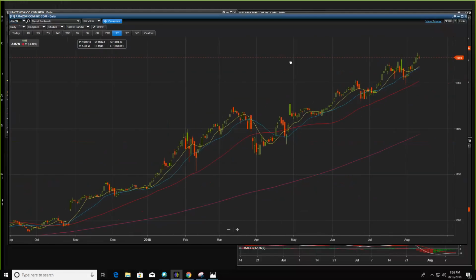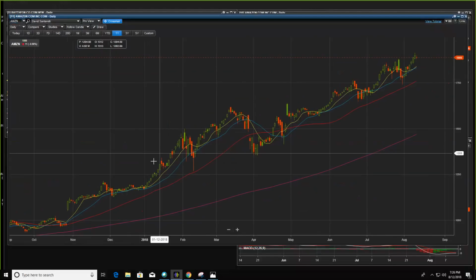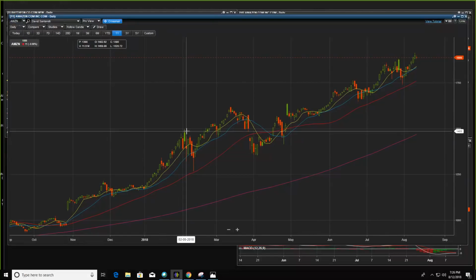Amazon's in complete breakout mode. Like I said, breakout momentum is when she's clearly above all the SMAs. You see back here, she went from 1,198 all the way up to 1,500. So she had a 400-point move here before you got that sell signal. So that could be what's happening right now.